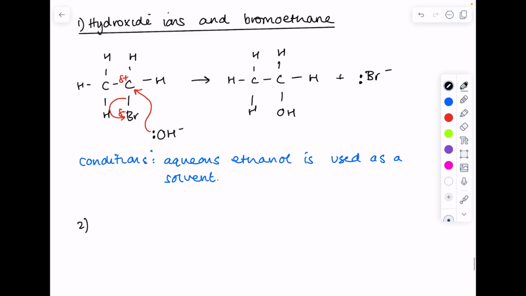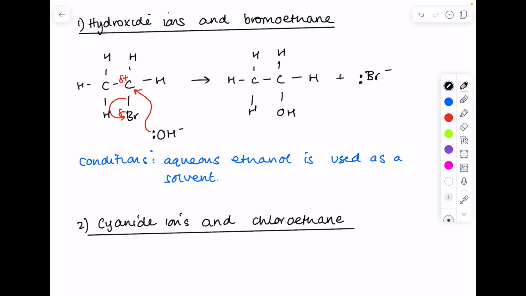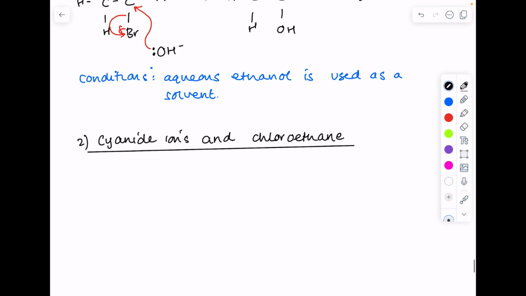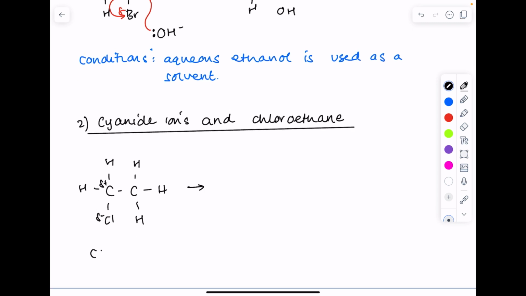This time we're looking at cyanide ions and chloroethane. So a second example of nucleophilic substitution. It's very similar from what we've just done. We'll start with the chloroethane. This time we've got a slightly negative chlorine, a slightly positive carbon. Let's show the cyanide ion.